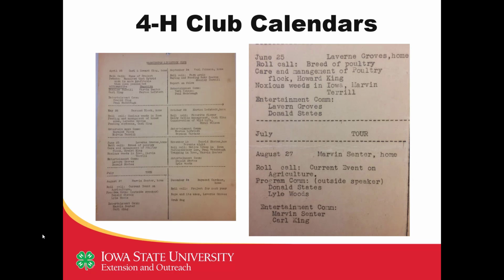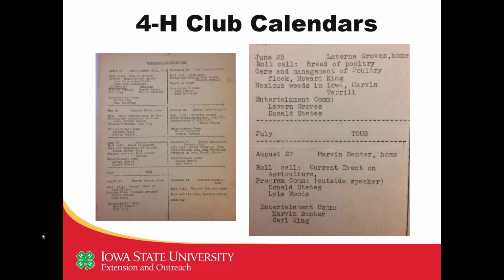4-H club calendars are not new. 4-H clubs have been using these kinds of programming tools for a long time. This club program from 1936 and the Washington Livestock Club in Greene County, Iowa, shows a planned program for this club from April through December. And if you take a closer look at the 3 months on the right-hand side of the screen, you will see that each of them shows the date of the club meeting, the location of the club meeting, what's going to happen, what is the roll call. It talks about the program.